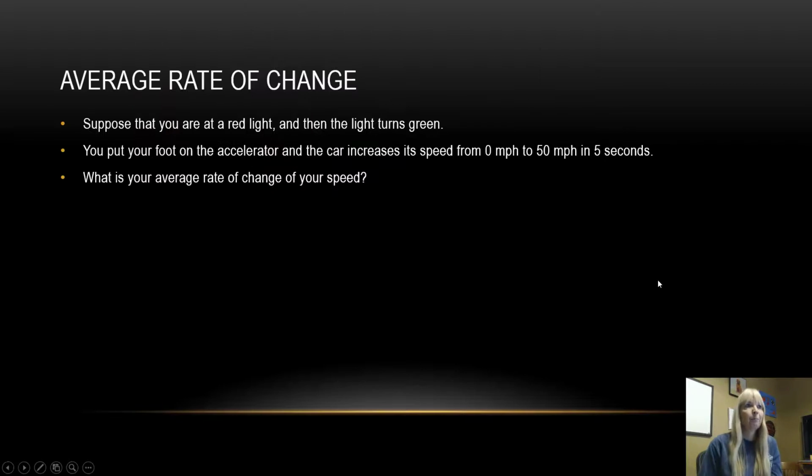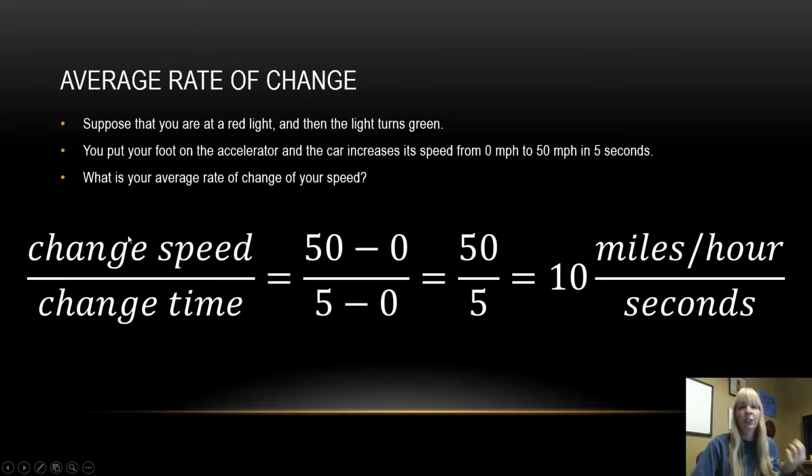So it says, suppose that you are at a red light and then the light turns green. You put your foot on the accelerator because you're not sitting there on your phone, right? And the car increases its speed from 0 to 50 miles per hour in 5 seconds. What is your average rate of change of speed? So on average, we're looking at the change in speed over the change in time.